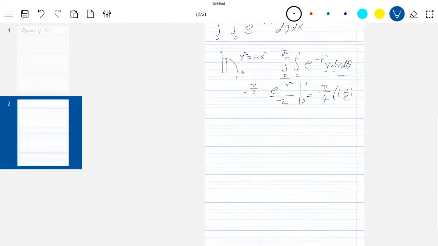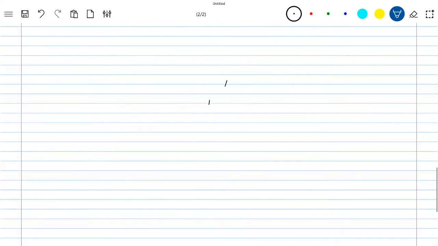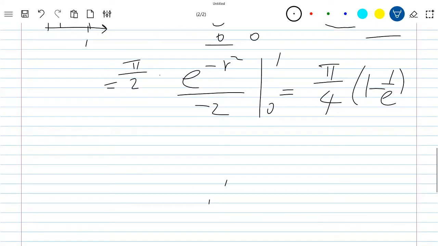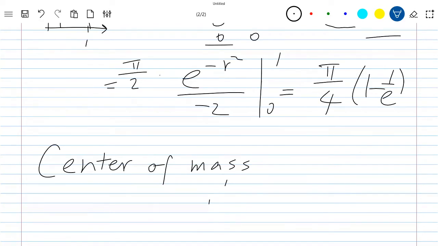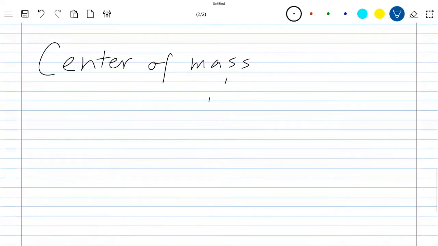Okay, next topic is application, or we can just say center of mass, because that's our most important application. All right, suppose we have a 2D domain like that. Then we want to find our center of mass, x bar, y bar, right?